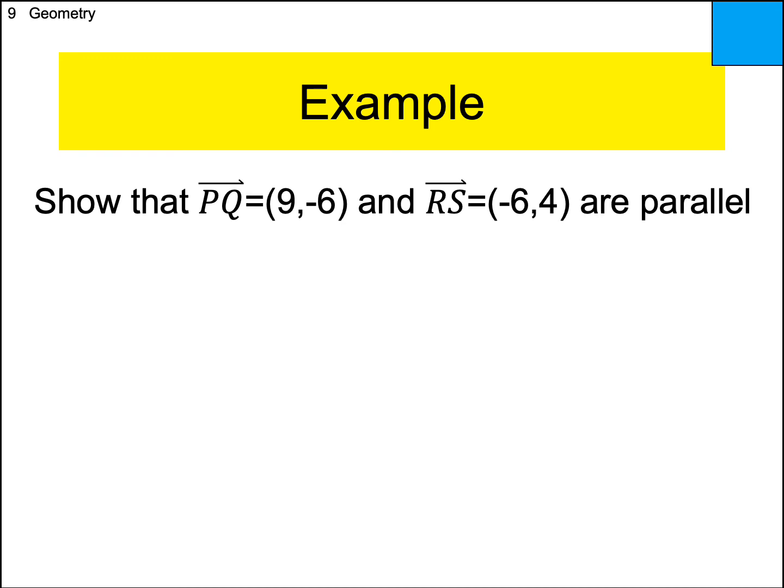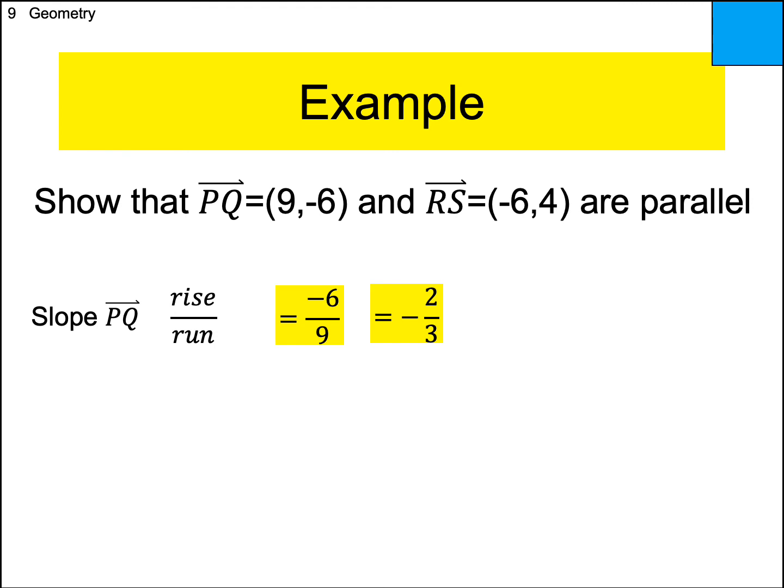I've got vector PQ is equal to <9, -6>. What does that mean? That means the change in x is 9 and the change in y is negative 6. Well, that's what I need for slope. I need the change in y over the change in x, so I just need this in opposite order. Remember, slope is rise over run. The vector definition tells us that the change in y is negative 6 and the change in x is 9. That's the run. Reduced, negative 2/3.